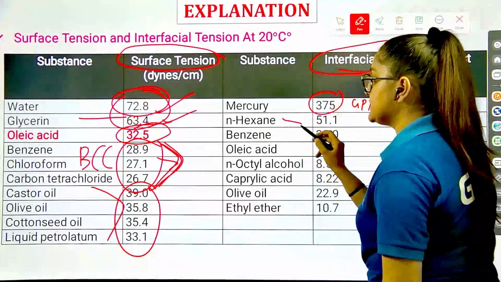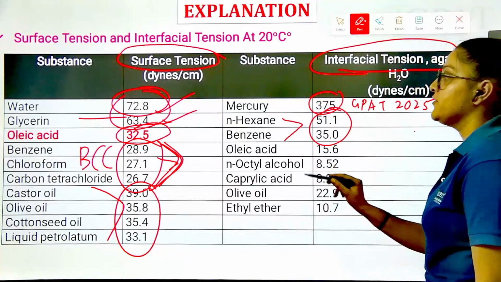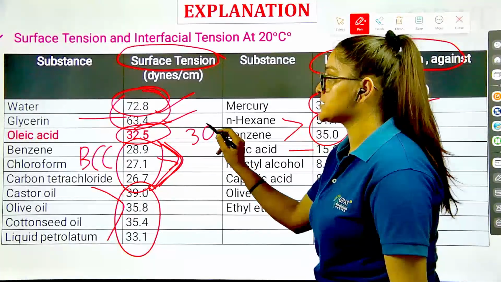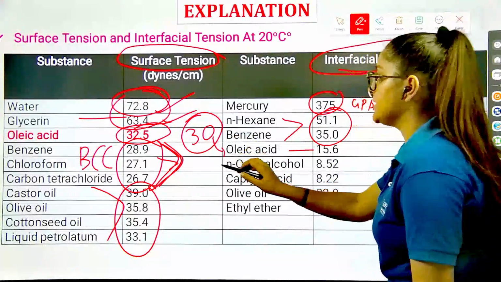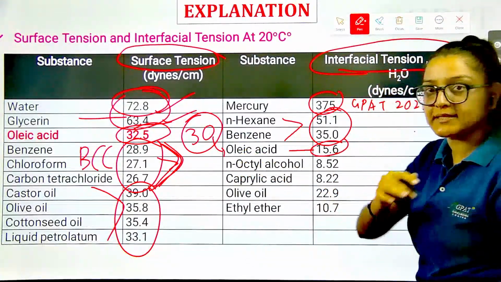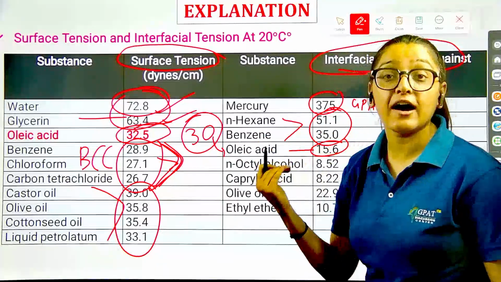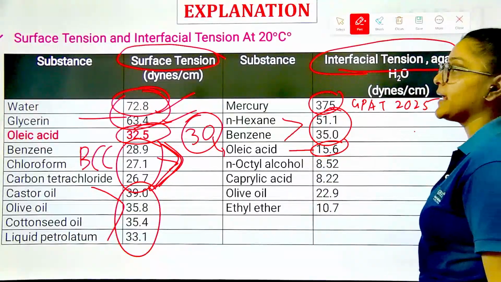We have hexane and benzene near about 51 and 35. We have oleic acid. Let's suppose the surface tension is around 30. Interfacial tension is half because it is at the border, at the interface. So half of 30 will be 15. You can remember it like that also.